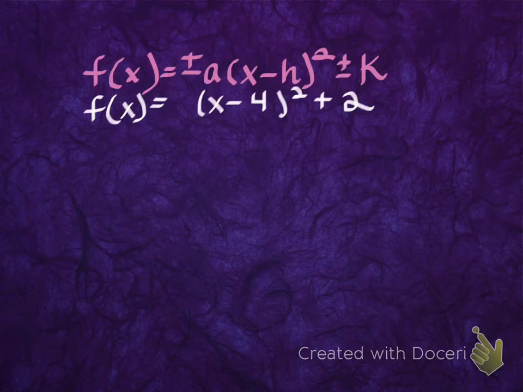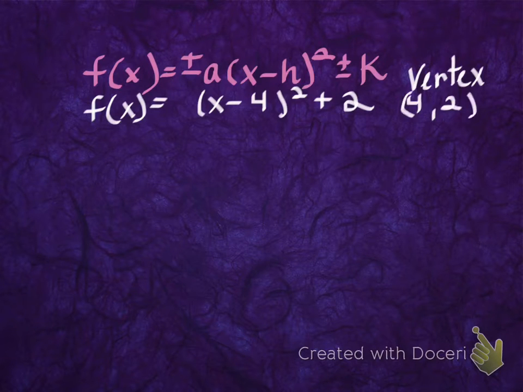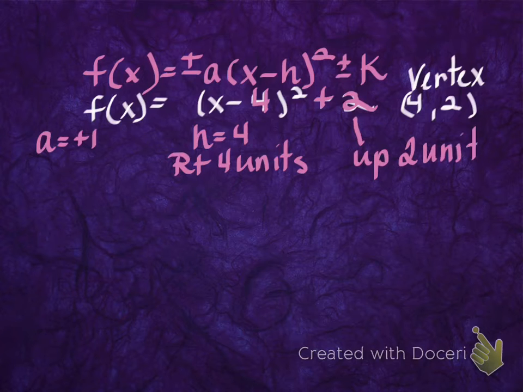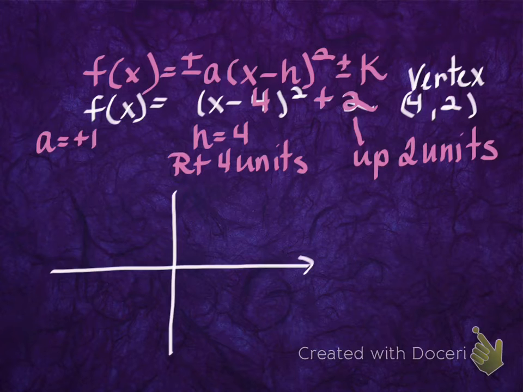So there I've written the formula, basically. And now comparing what I have with this new equation, I know the vertex is at 4, 2, because h and k are the vertex. A is a positive 1, which is what it is in standard format, so that's not changing anything. If the h is 4, that means we're going right 4 units. Remember, we had to plug in a positive number there. And up 2 units because it's plus 2.